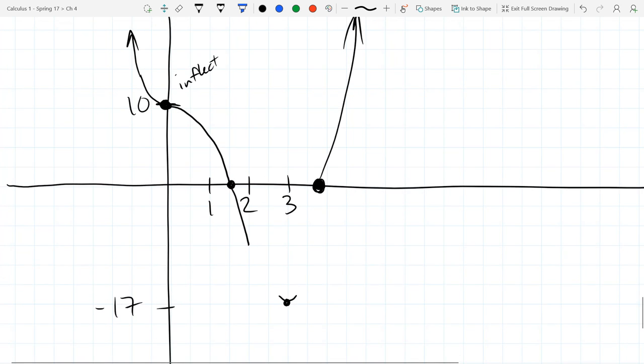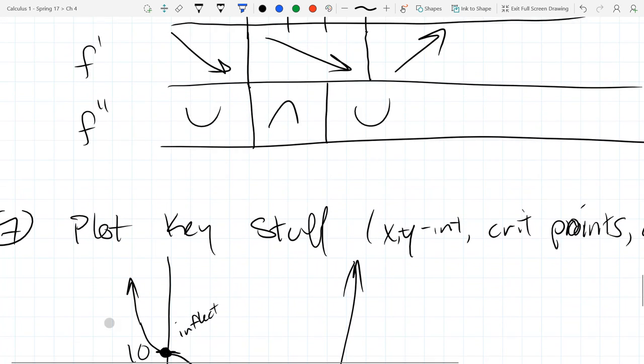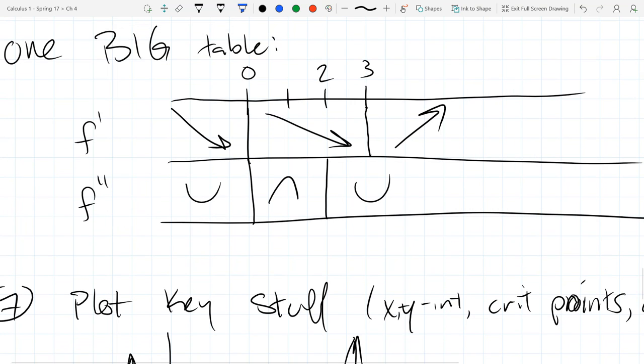What changes when x becomes 2? What changes going across 2? Am I going to be decreasing the whole time? No. On both sides of 2? Yes. So what changes? Concavity. Goes from concave down to concave up. So this curve starts to bend upwards here.